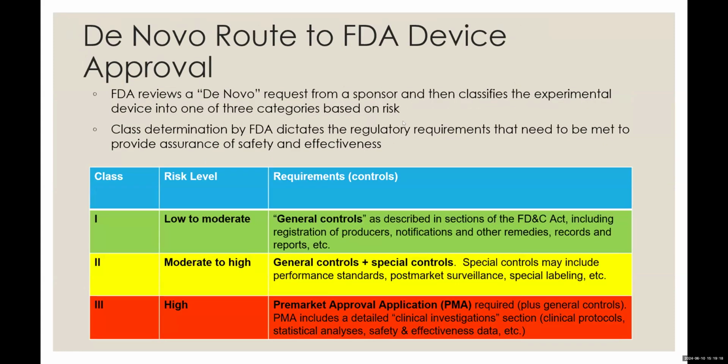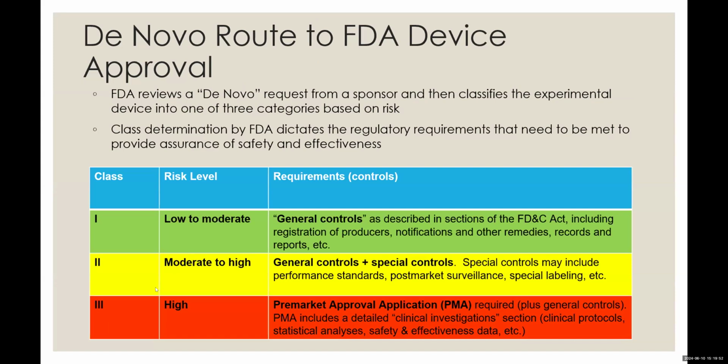So this is a bit more on the de novo route. And again, I want to emphasize that this applies to industry, but as you'll see here and on subsequent slides that have to deal with FDA-condoned good machine learning practice, there are some messages that we can take to heart as well. So an FDA request for de novo evaluation is received from a sponsor, and then FDA classifies the experimental device into one of three categories based on the level of risk. It's either low, moderate, or high.